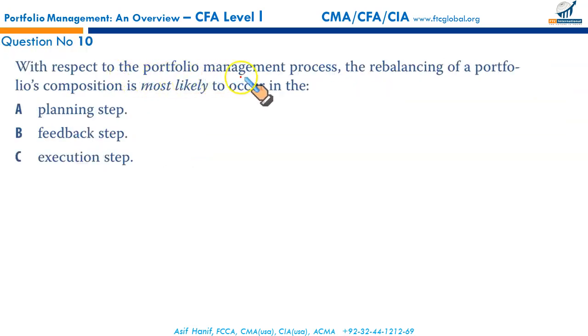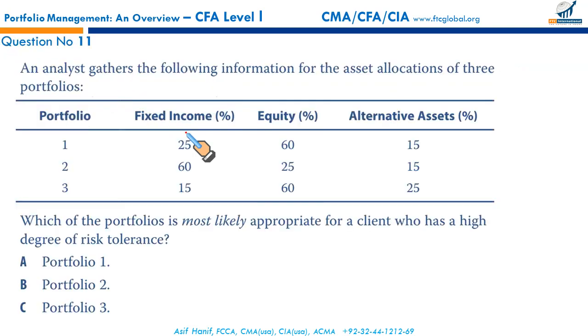With respect to the portfolio management process, the rebalancing of a portfolio's composition is most likely to occur where? In the planning step, no. Rebalancing occurs in the feedback step. Portfolio monitoring and rebalancing occur in the feedback step of the portfolio management process. This is all straightforward from the theory.